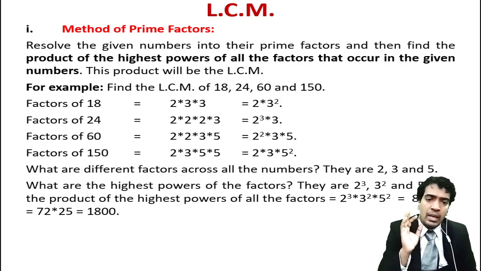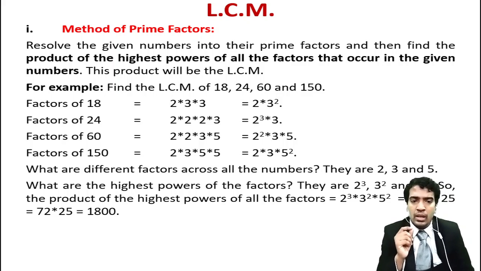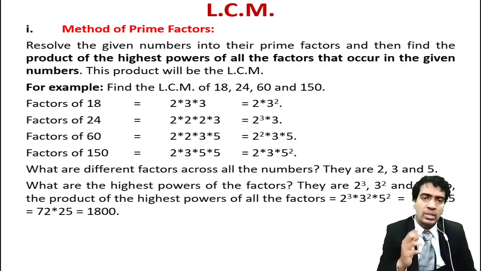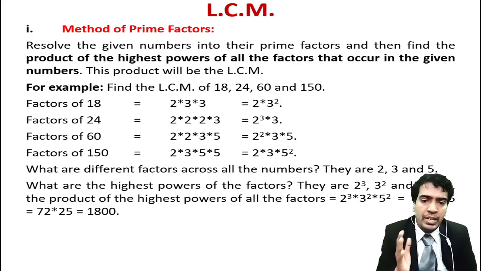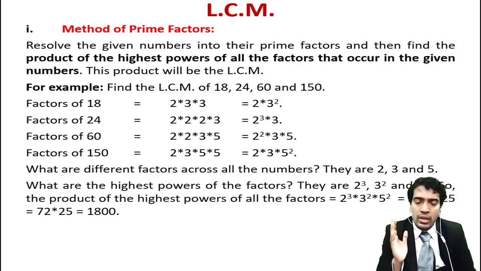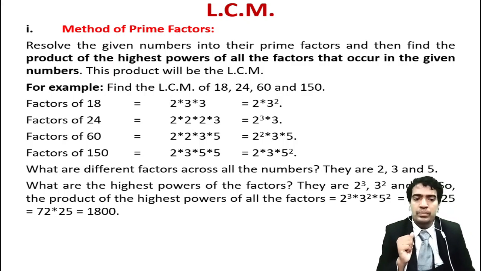If you are asked to calculate the LCM of 18, 24, 60 and 150, let us first reduce them into a product of prime factors using the prime factorization theorem. 18 can be reduced into 2 into 3 into 3, simplified form 2 into 3 square. 24, 2 cube into 3. 60, 2 square into 3 into 5. 150, 2 into 3 into 5 square.